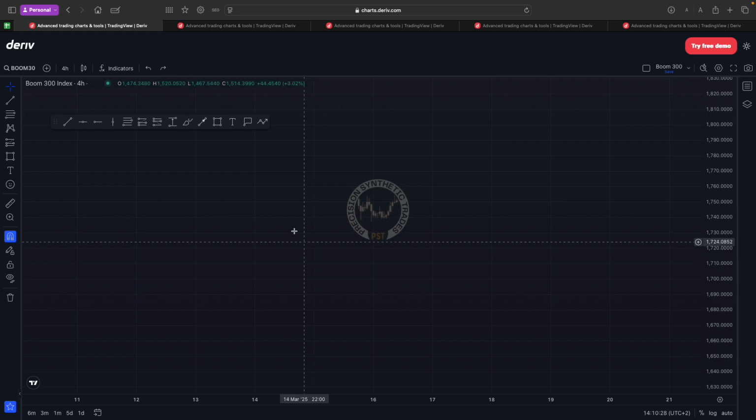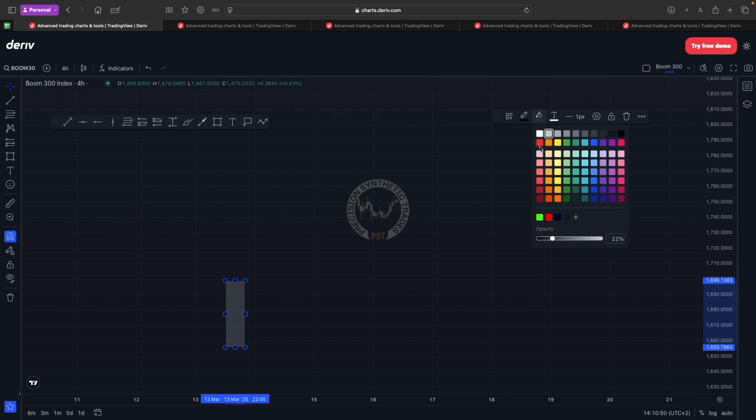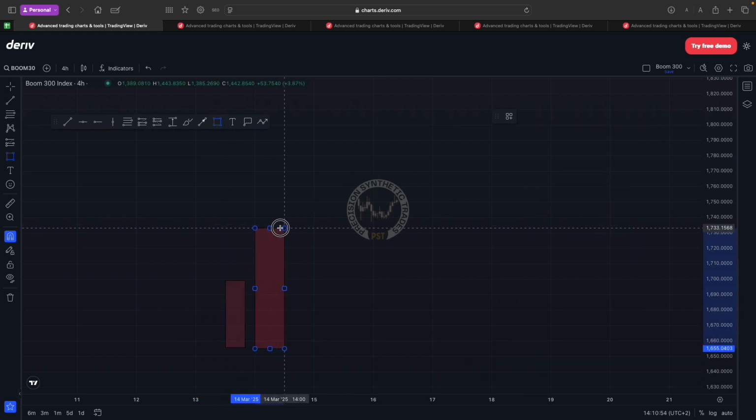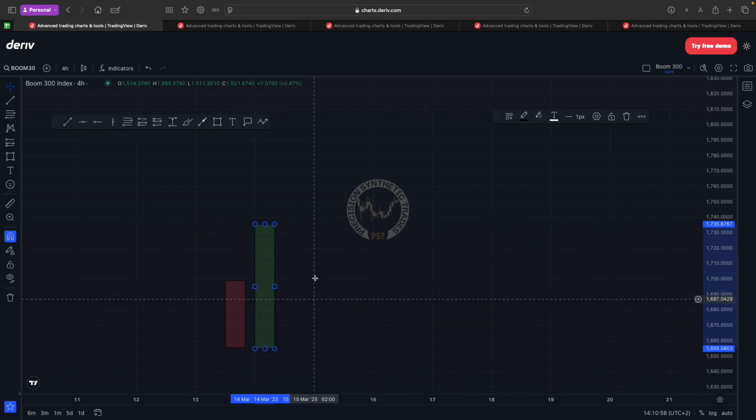So what we are looking for: if we are in Boom, we're only going to look for buys. If we are in Crash, we're only going to look for sells. In a scenario of a Boom, you're going to have a red candle, and then we want a green candle to close above the red candle.